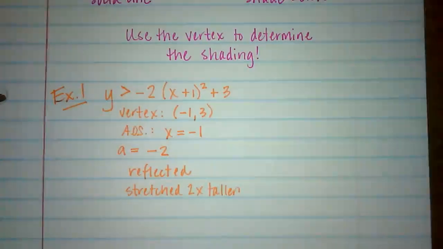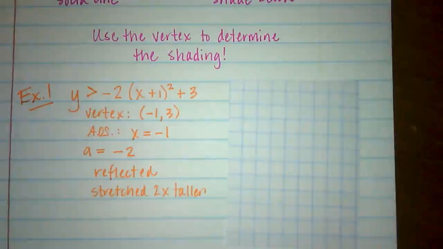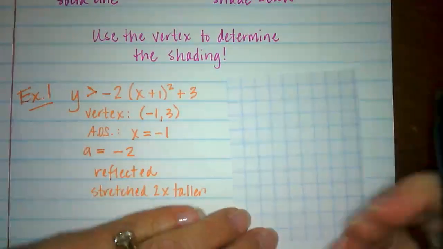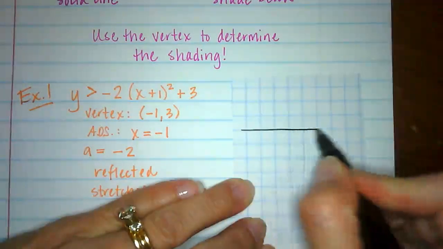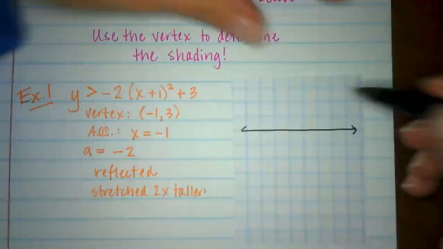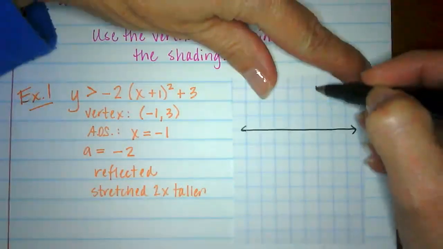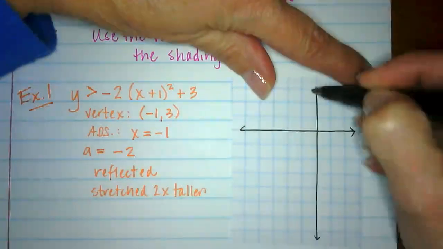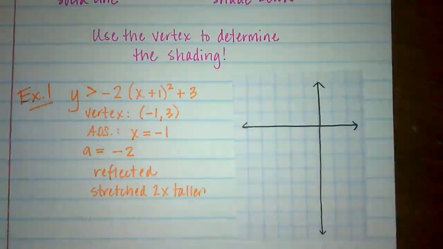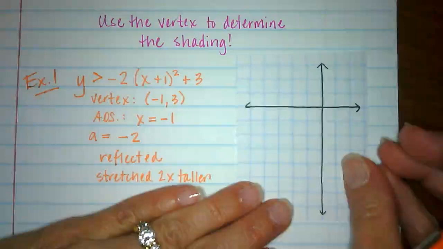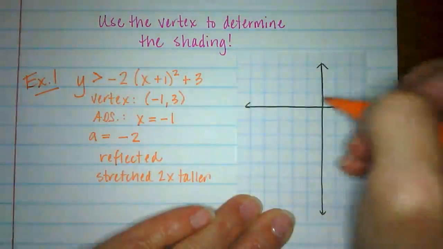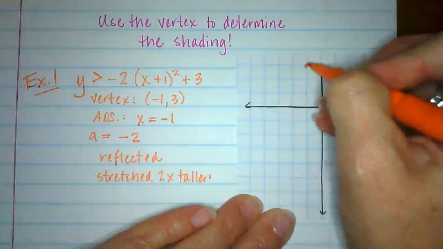So let's go ahead and start with that. I'm going to go with this one. This one is kind of tiny, but I think it'll be okay. All right, so I'm going to say 1, 2, 3. I'm going to put my x-axis here and my y-axis right here. All right, so get this where you can see it. First thing we want to do is plot our vertex, which is (-1, 3). So here's our vertex.